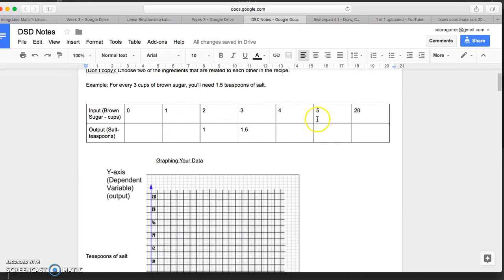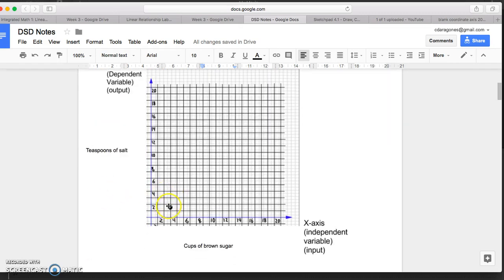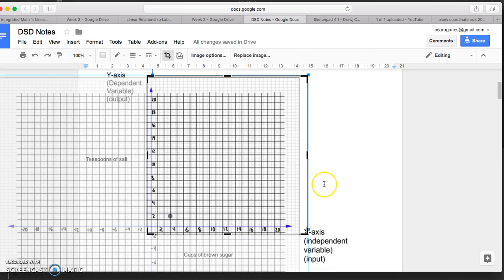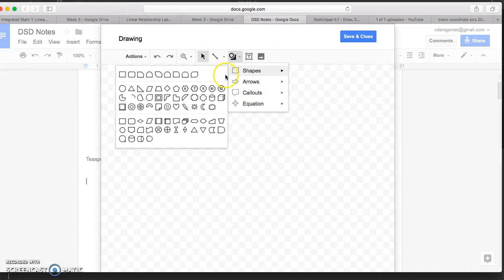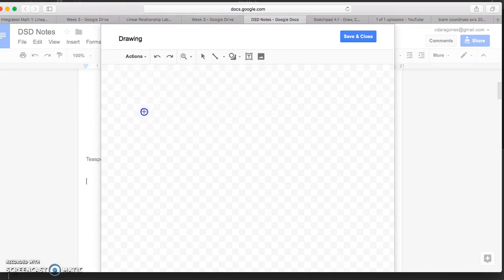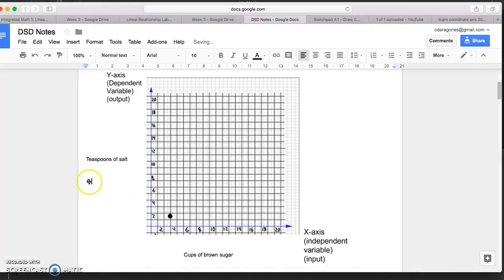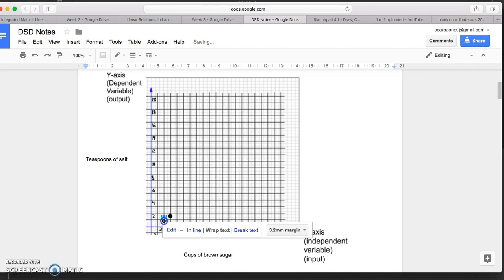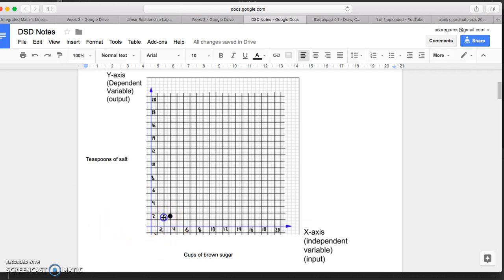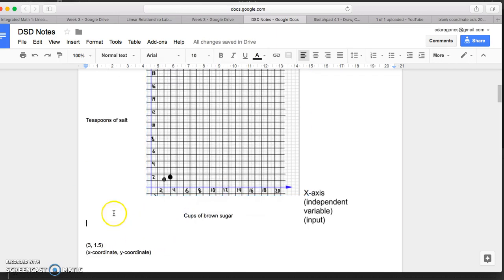Then I can graph all the other data in my table. So for every 2 cups of brown sugar, I get 1 teaspoon of salt. So I can go ahead and get another dot. And I know that for every 2 cups of brown sugar, I get 1 teaspoon of salt. So it would be right there. So go ahead and do this for all your data points.